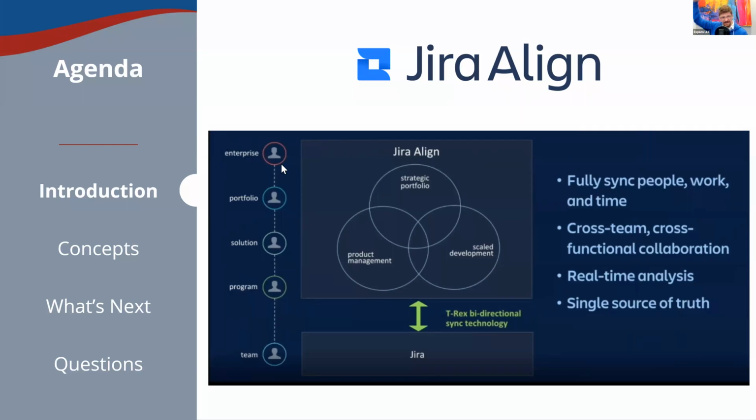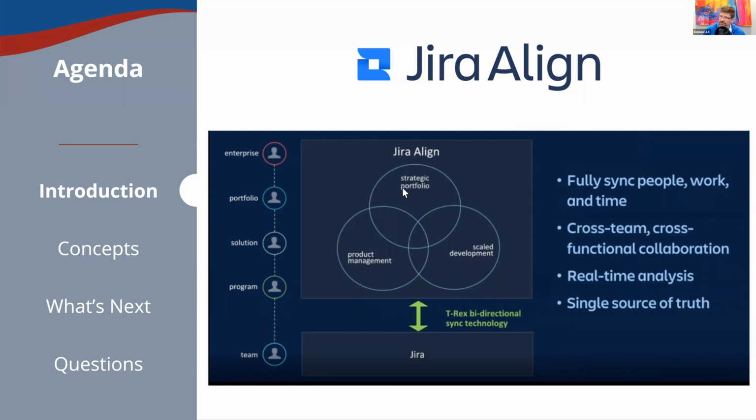And Jira Align connects all of that straight down. In fact, when a developer at the team level is working on a story or a task, they can click a button and they can see all the way up to the company's mission, vision, values, if you have that appropriately set up, why they're working on that story.